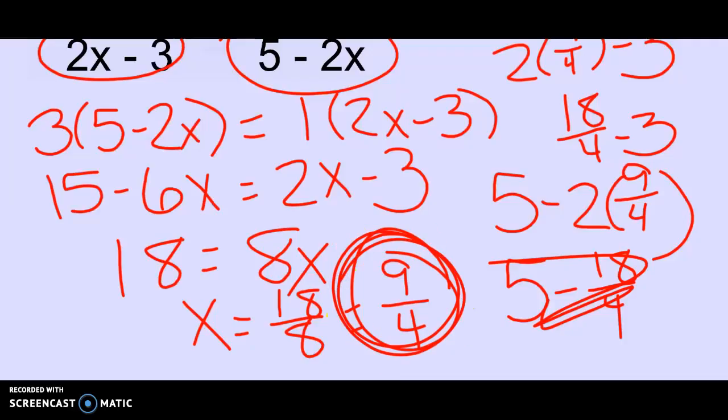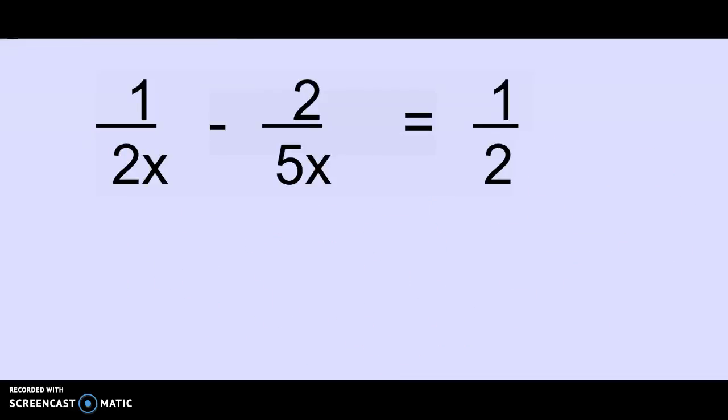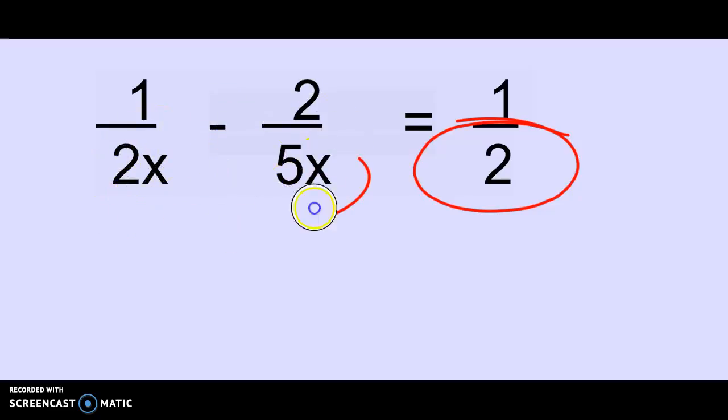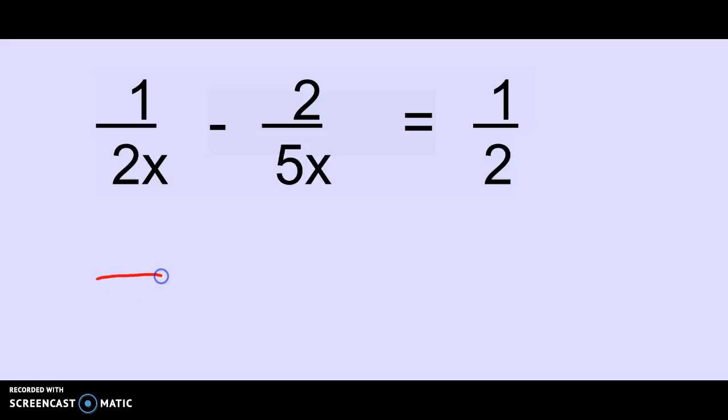All right, let's try another one. All right, so this one, oh, you've got quite a bit you can do. You could get all of these denominators to be the same and then cross multiply, or you can get all the denominators to be the same and then drop them. Whatever method you want to do is fine, as long as you're doing something mathematically sound.